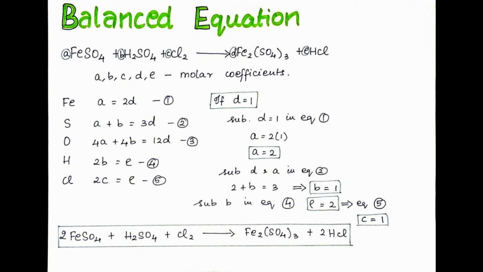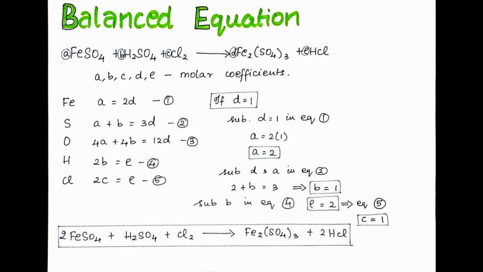For Fe, A is equal to 2D. For S, A plus B is equal to 3D. For oxygen, 4A plus 4B is equal to 12D. For hydrogen, 2B is equal to E, and for chlorine, 2C is equal to E. So totally we have 5 equations. Let us assume D as 1.